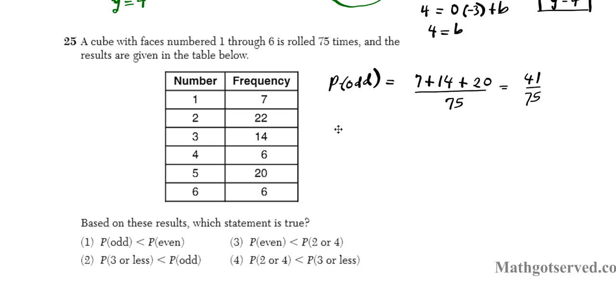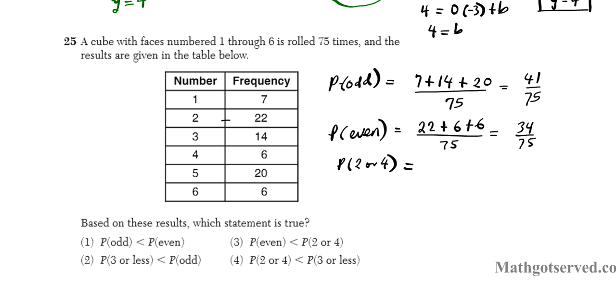Okay, next one, let's do P even. I'm just determining the probability of each option in my alternatives so I can then compare the magnitude of the fractions. So probability of even, we have 22 for the 2. This is even right here. 22, and then for 4, we have 6. And then for 6, we have 6. This is possible outcomes over total, which is 75. 22 plus 6 plus 6 is 34 over 75.